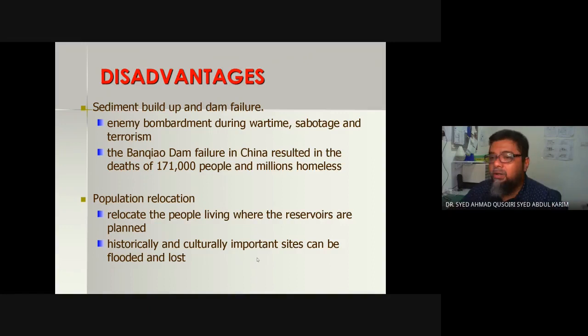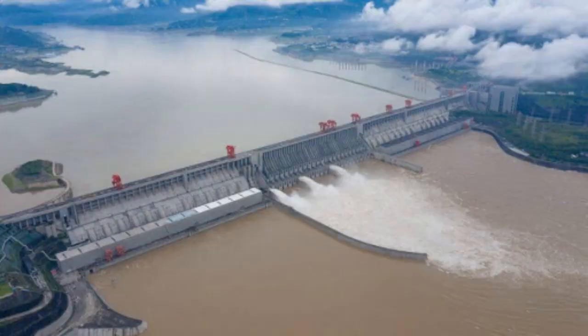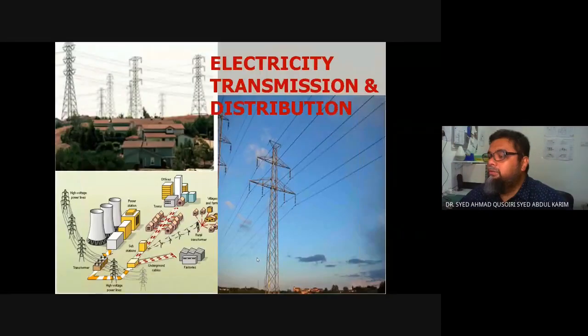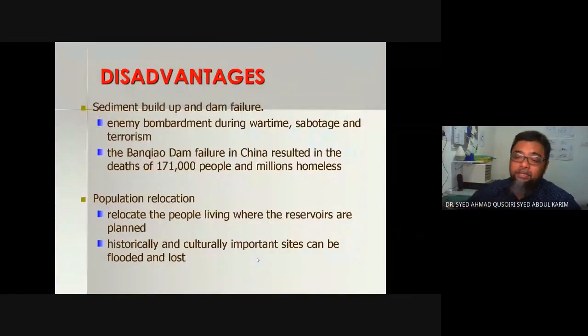Sekiranya kawasan tadahan tu yang akan air itu naik, ada relik yang melibatkan sejarah dan sebagainya, relics pun akan tenggelam. Kalau tengok contoh China's Three Gorges Dam, okay, so dia jumpa banyak artifak di kawasan-kawasan tadahan tu. Tapi the government only gave them a couple of months untuk tarik keluar all the artifact yang penting-penting sebelum they start filling up the reservoir. Alright, so that is it on generation.